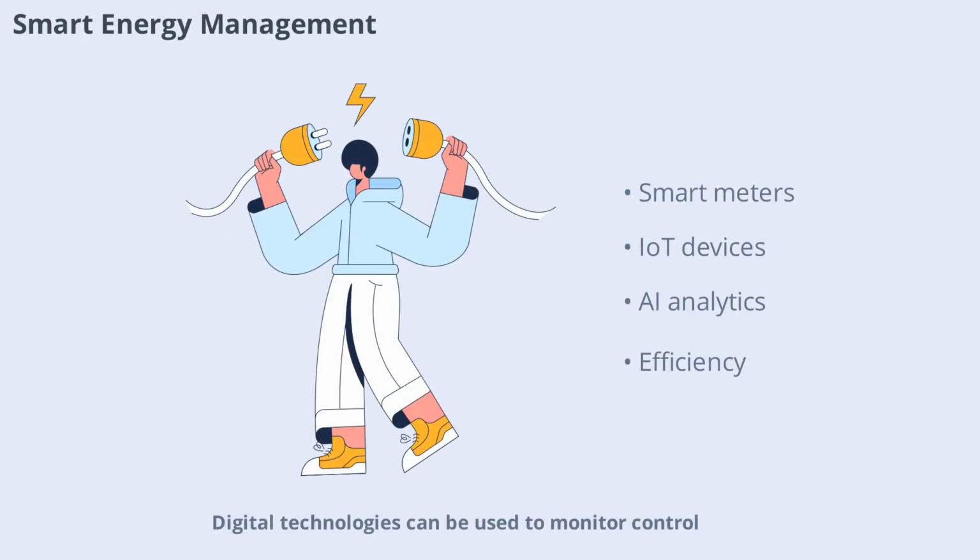Digital technologies can be used to monitor, control, and optimize energy consumption. Smart meters, IoT devices, and AI-driven analytics help identify inefficiencies and suggest improvements. These tools empower businesses and individuals to make informed decisions about energy use, leading to lower costs and reduced environmental impact. As we continue, let's look at how digitalization supports sustainable business models.